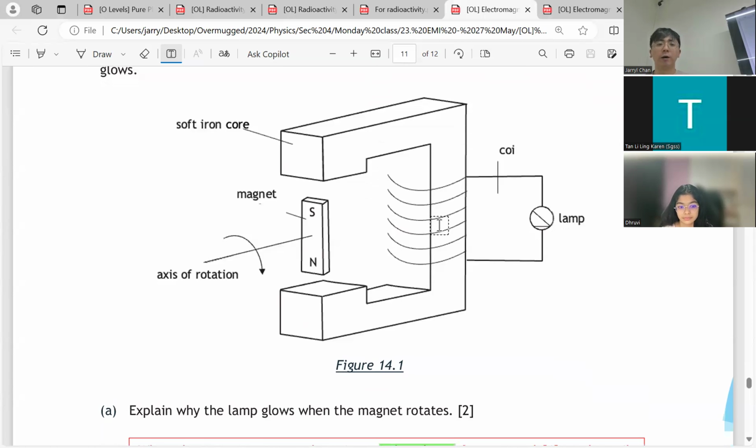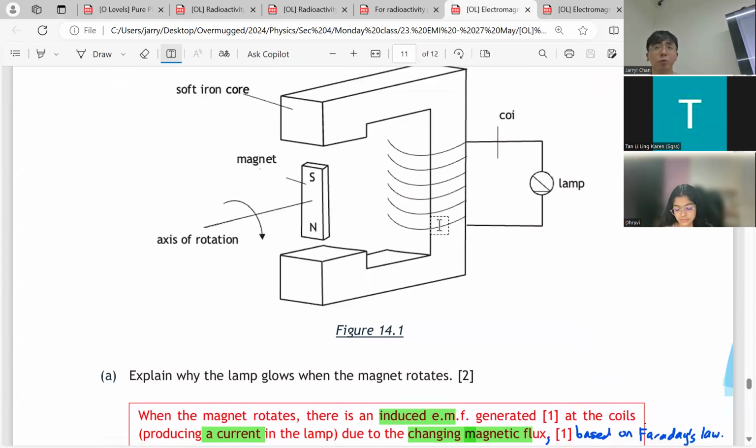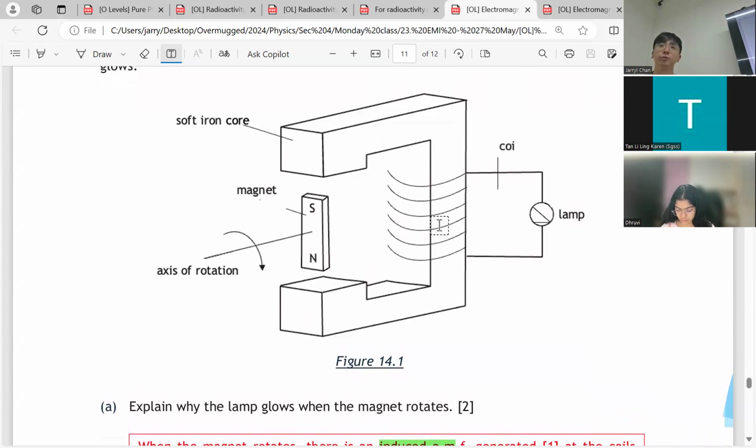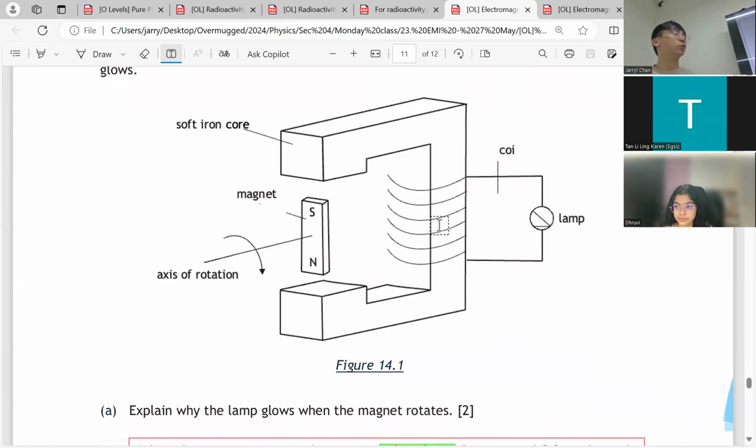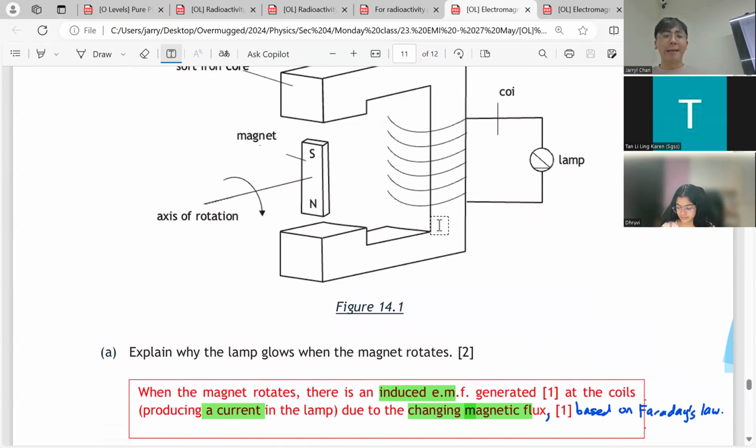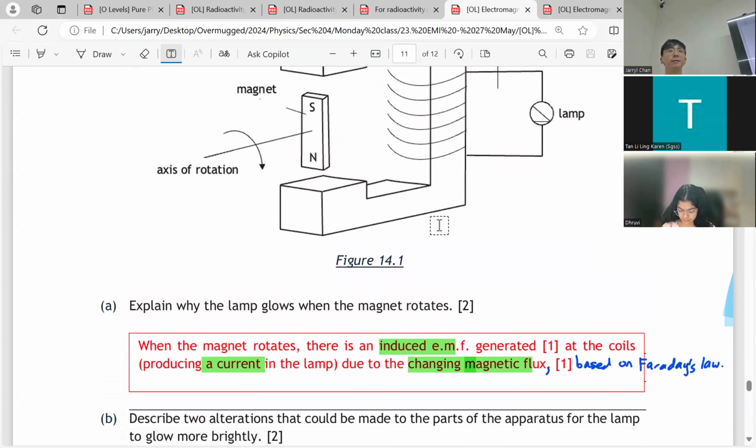Let's look into how the mechanism works. Maybe you don't even need right hand, but the idea is use EMF. Explain why the lamp glows when the magnet rotates. Repetitive? Yes, repetitive. Faraday's law, right? Why the lamp glows when the magnet rotates?